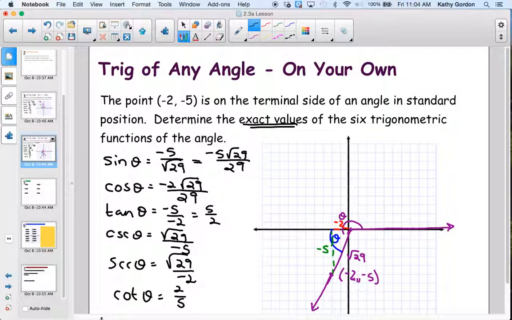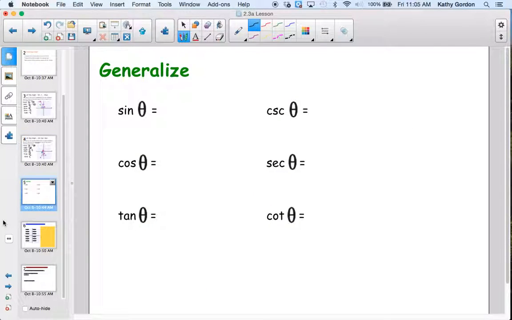Alright, so those are a couple of examples where we're specifically talking about a specific point that our terminal side is going to go through. But can we now generalize that? Can we take what happened in those two examples and try to come up with general little equations here that tell us what to do in these situations where we know a point that's on the terminal side?